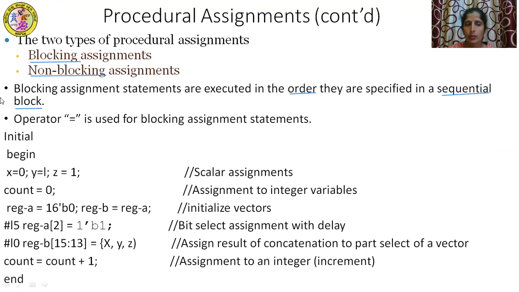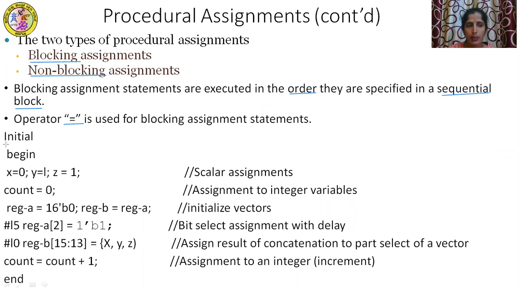Because the blocking assignment statements are specified in the sequential block, they will be executed in order. So what is the operator used for blocking assignment? The operator used for blocking assignment is the single equal to in blocking assignment statements. So let us see an example with respect to blocking assignment statements.